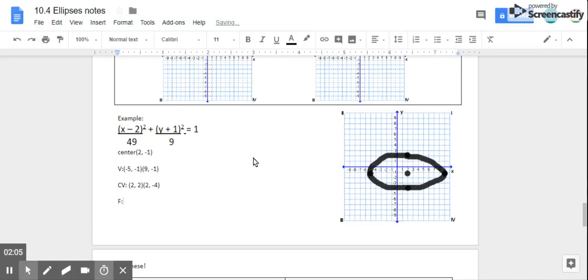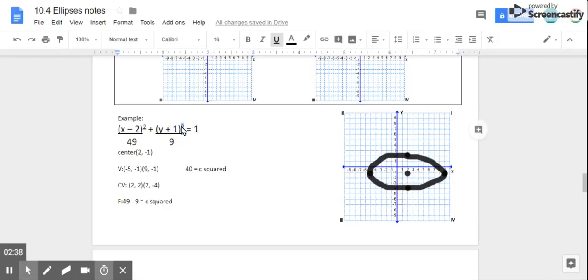So this hopefully is starting to feel easier. Take these two numbers, subtract them from each other. So 49 minus 9 equals c squared. So what is 49 minus 9? It's 40, which you can't see. So I'll do that over here.